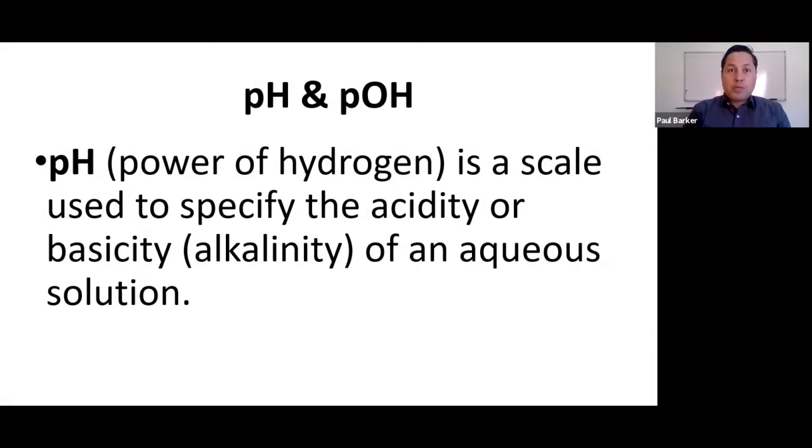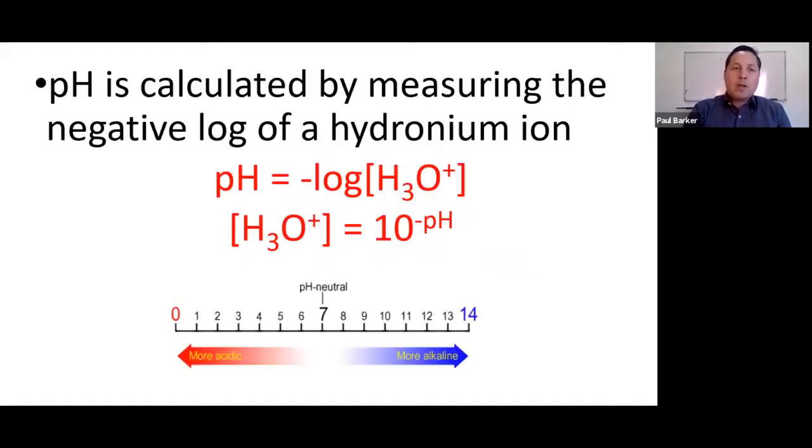Next, we're going to go ahead and talk about pH and pOH. pH is a scale used to specify either the acidity or basicity of an aqueous solution. Now, on the pH scale, it goes from 0 to 14, neutral being 7. A substance that has a pH of less than 7 is said to be acidic. A substance that has a value more than 7 is said to be basic. Another word for basic is alkaline as well. Measuring the pH is done by calculating the negative log of the hydronium ion.